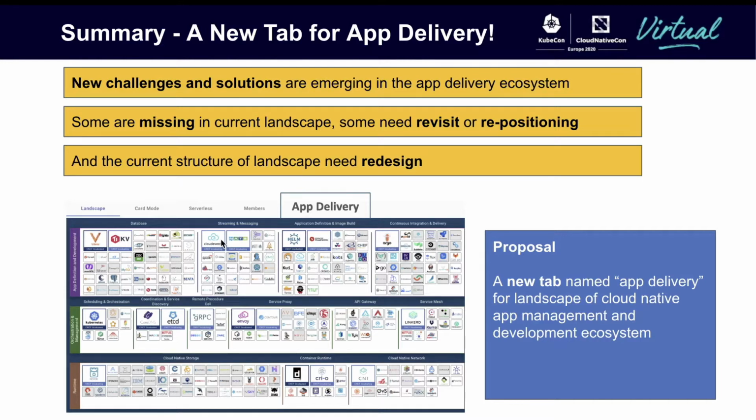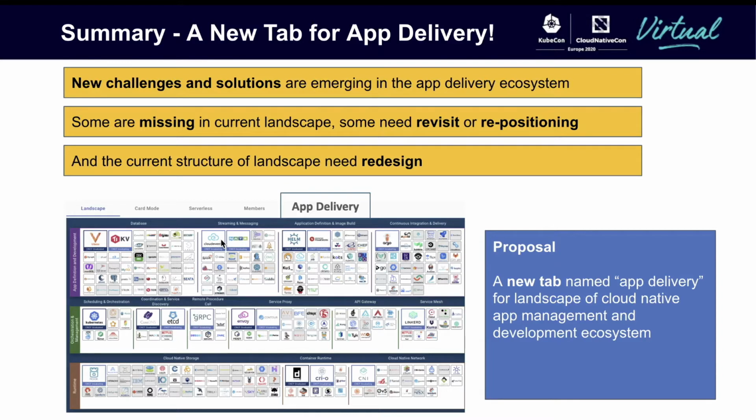We also notice that the current structure of the landscape will need some kind of redesign so we can deliver the messages to our audiences, to let the community know better what a specific project is really about, what kind of challenge it can be used to solve, and any potential use cases we can discover besides its main description. All of these things can be delivered very well by restructuring and refactoring the current CNCF landscape. That's why we have the proposal in the SIG application delivery of the CNCF.